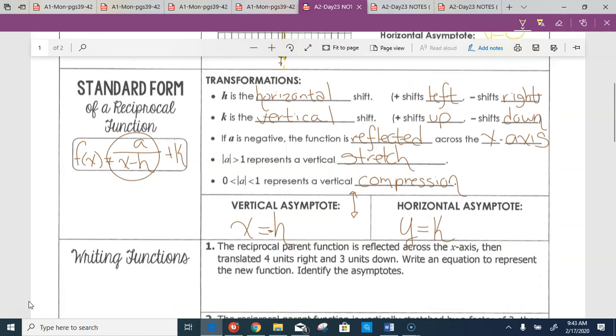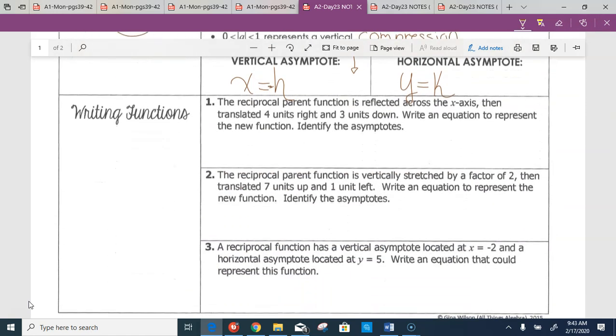All right, so let's practice this. They give us some parameters. So what I'm going to do first is I'm going to go ahead and write down the standard form function. So that's f of x equals a over x minus h plus k. Now let's see what the specifications are. We want the reciprocal parent function, that's what I have here. We want to reflect it across the x-axis. That's one of the things we have to have. Then translate it 4 units to the right and 3 units down. Write an equation to represent the new function and identify the asymptotes.